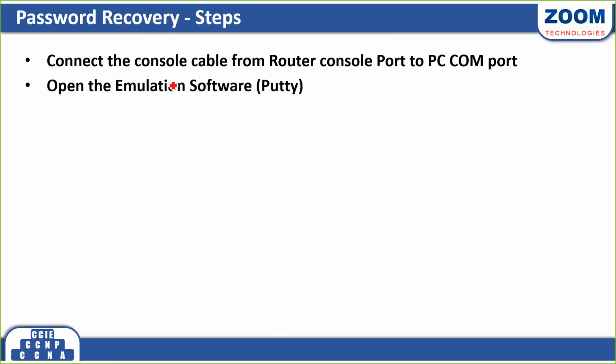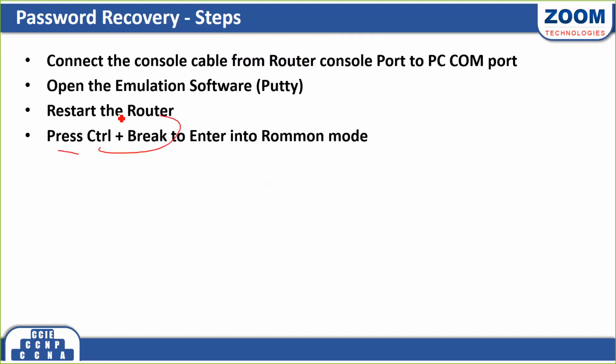Step 2: open the emulation software and restart the router. This is also mandatory: physically power the router off and on. After restarting, press the Control-Break keystroke. On your computer keyboard, you can see the Pause/Break key. Hold Control and press Break. Then you get into which mode? ROMMON mode.